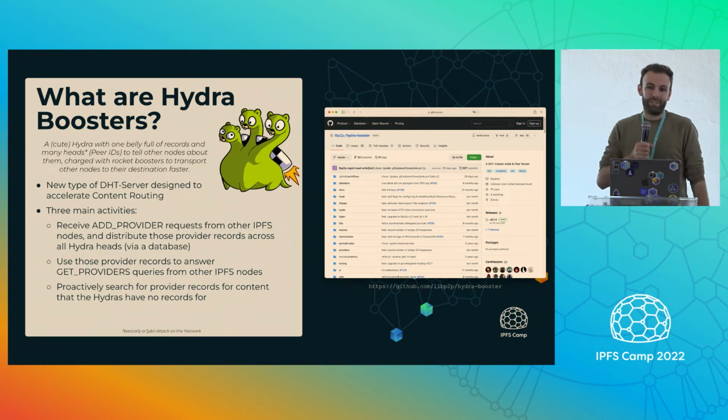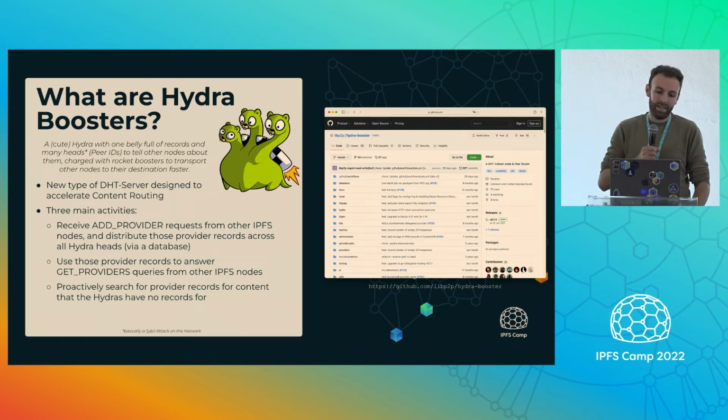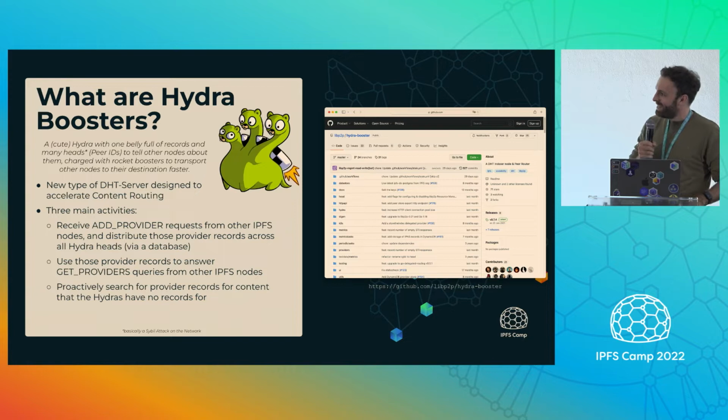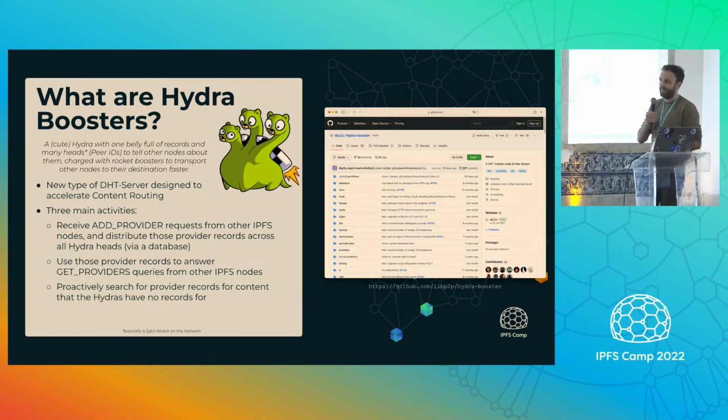So briefly, what are Hydra boosters? Mikkel already touched briefly on that, just to recap. I got this brief paragraph from their GitHub page: Hydra boosters are a Hydra with one belly full of records and many heads to tell other nodes about them, charged with rocket boosters to transport other nodes to their destination faster. Basically, Hydras are just a new type of DHT server node that are running a Sybil attack on the whole network, distributing themselves across the whole key space so that every query that you issue to the DHT will eventually come by one of these Hydra heads that you can see here.